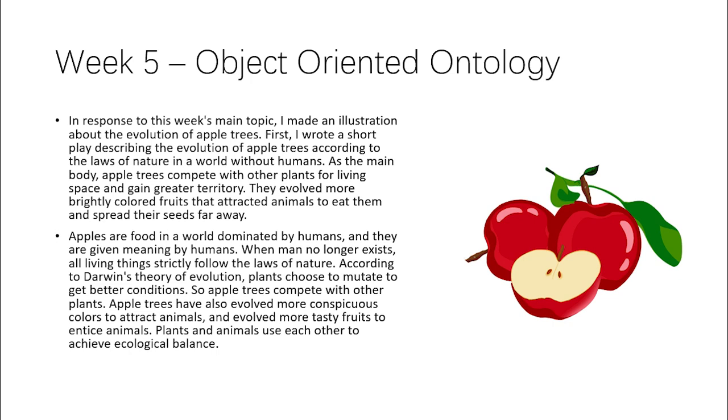In response to Week 5, I made an illustration about the evolution of apple trees. Apples are food in a world dominated by humans, and they are given meanings by humans. When humans no longer existed, all living things strictly follow the laws of nature. According to Darwin's theory of evolution, plants choose to mutate to get better conditions.